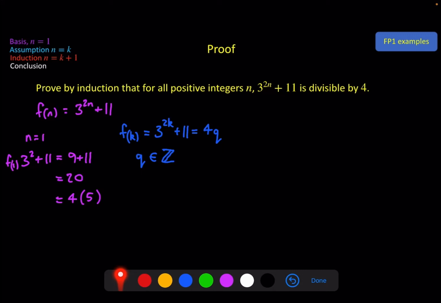Now my induction is to say what happens when I use k plus 1. And that gives me 3 to the 2 times k plus 1 plus 11. And I need to prove that this is divisible by 4. And as with the previous one, this is where the bulk of your work will go. Because you can't just write equals 4q like I've done here. This was an assumption. We need to prove that this is true, if this is true.